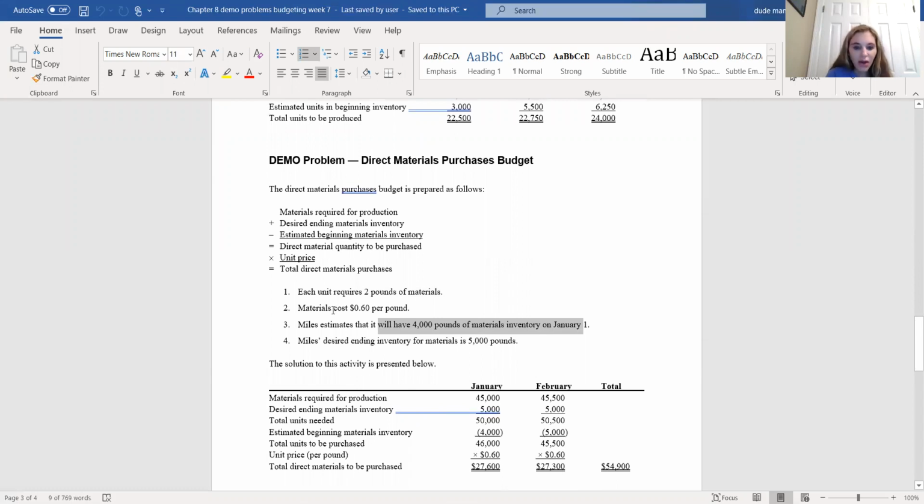However, it tells us here that the material cost is 60 cents per pound. So 60 cents times the 46,000 units gives us 27,600 total direct materials to be purchased. Now, these are dollar values, not unit values that we've been previously looking at, okay?